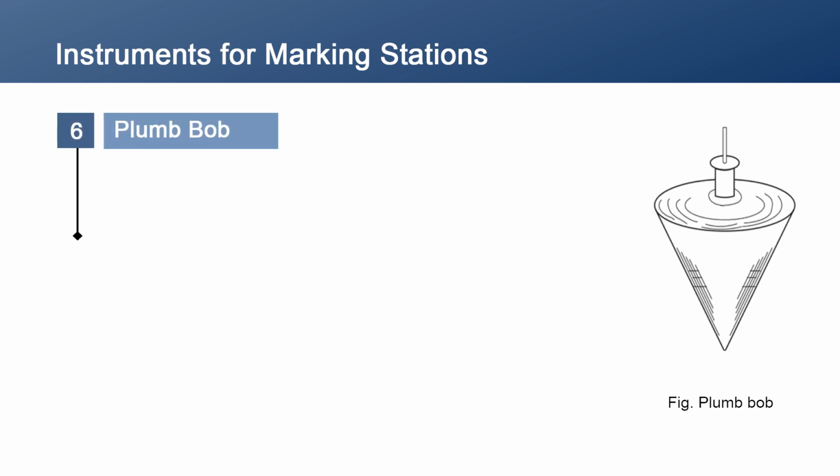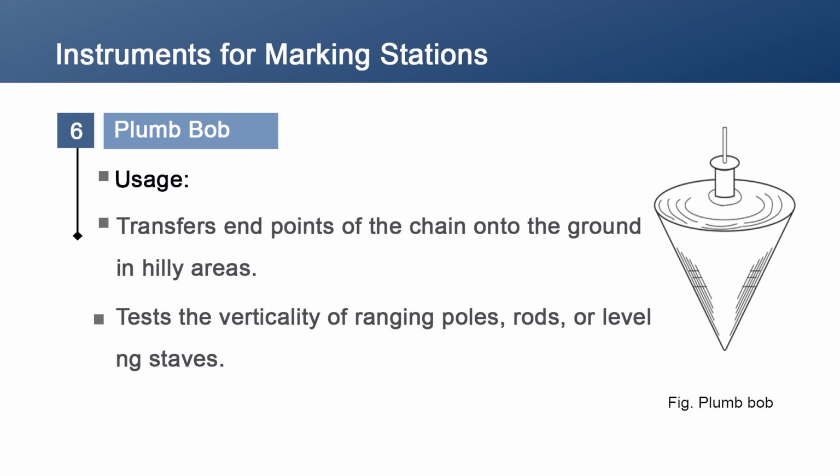Next is the plumb bob. This handy tool is used to transfer the end points of the chain onto the ground when you are measuring distance in hilly areas. It is also great for checking the verticality of ranging poles, rods or leveling staves. So, those are the main tools you will use for marking survey stations.